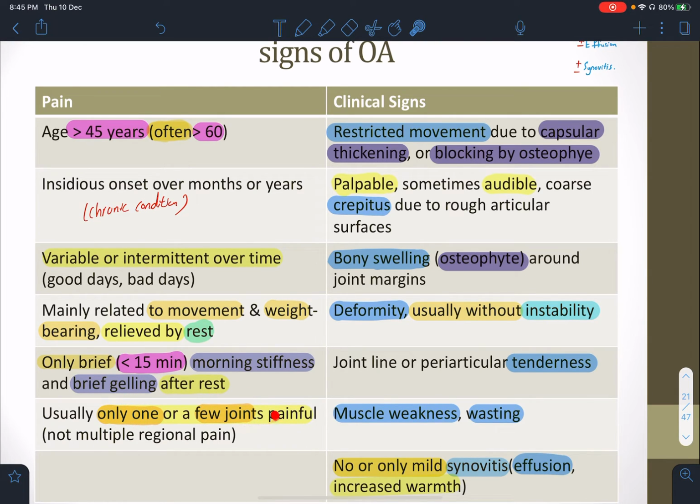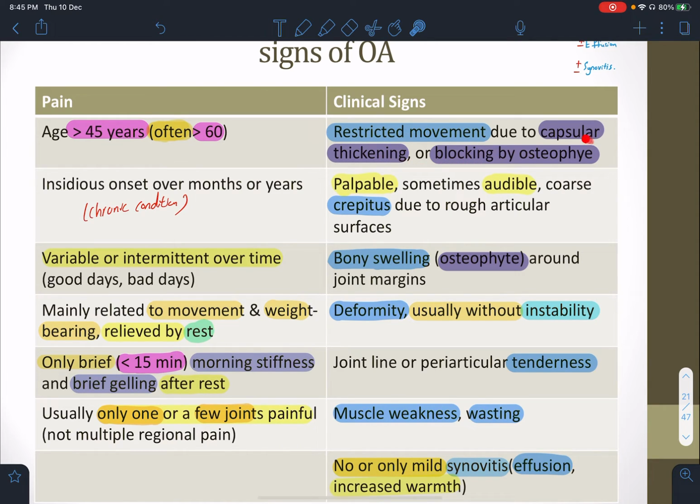Usually one or a few joints are affected. It's a focal inflammation. Only a few joints are affected, not all the joints at once. It's not something systemic. It's not diffusing throughout the body. So there is brief gelling after rest, and usually only one or a few joints are painful. It's not multiple regional pain. It's only one or two joints that are affected.